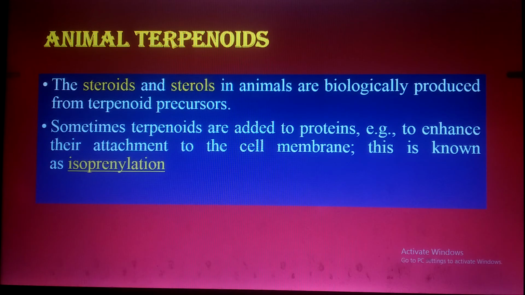Okay, now the plant terpenoids. I will discuss steroids in detail in my next lecture. So the steroids and sterols in animals are biologically produced from the terpenoid precursors. Sometimes terpenoids are added to proteins, for example, to enhance their attachment to the cell membrane. This is known as isoprenylation. So I will discuss steroids in detail in my next lecture, inshallah.